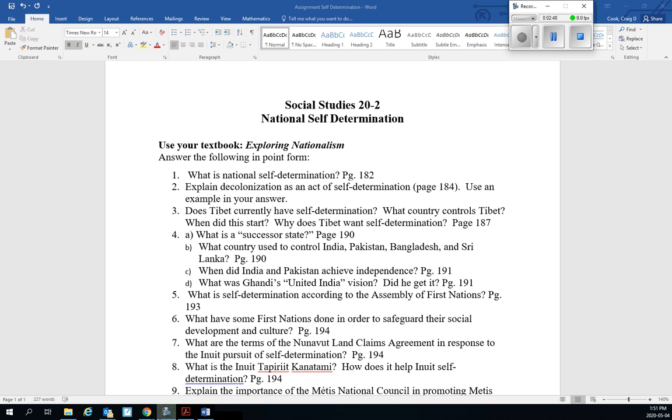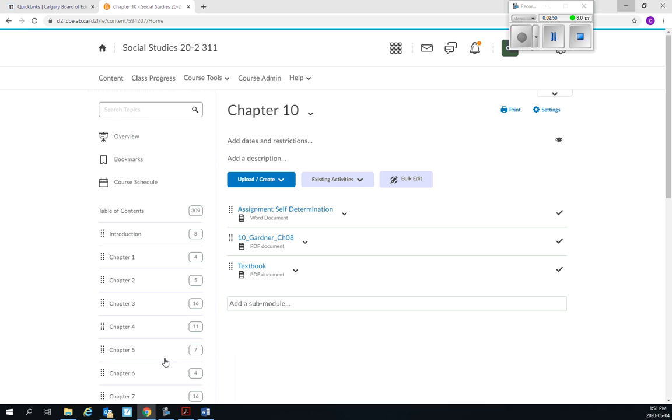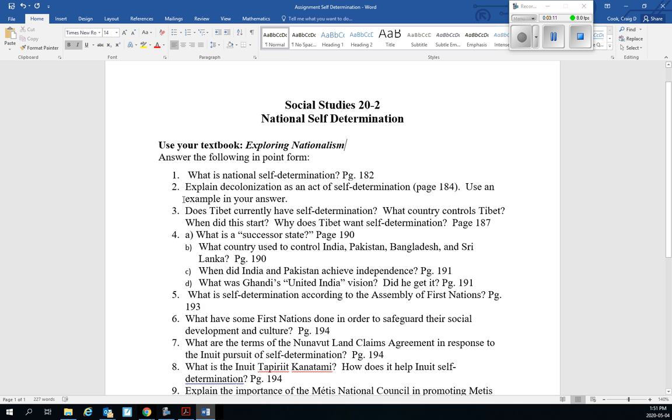So you're going to use your exploring nationalism textbook. If you don't have it, or if you would prefer, there is a digital copy on D2L under Chapter 10 content. You're looking for the Gardner book right here. The middle one, Gardner, is the textbook you're going to use. It's just a chapter from that textbook. If you've got the hard copy at home, that's fine too. You can use whatever you like. But this is what you're going to work on.